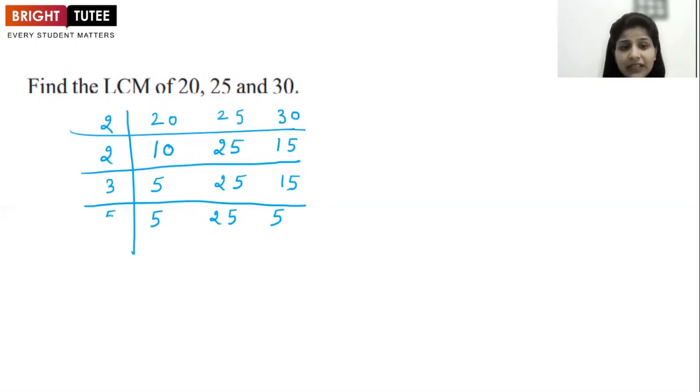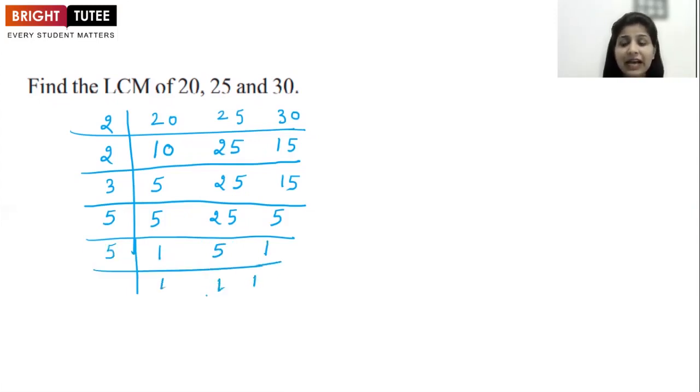So I'll start with the next prime number, that is 5. So we will get 5 ones are 5, 5 fives are 25, 5 ones are 5. Again we are left with one 5, so we will divide with 5. You see at last we are getting 1. So we need to stop here.